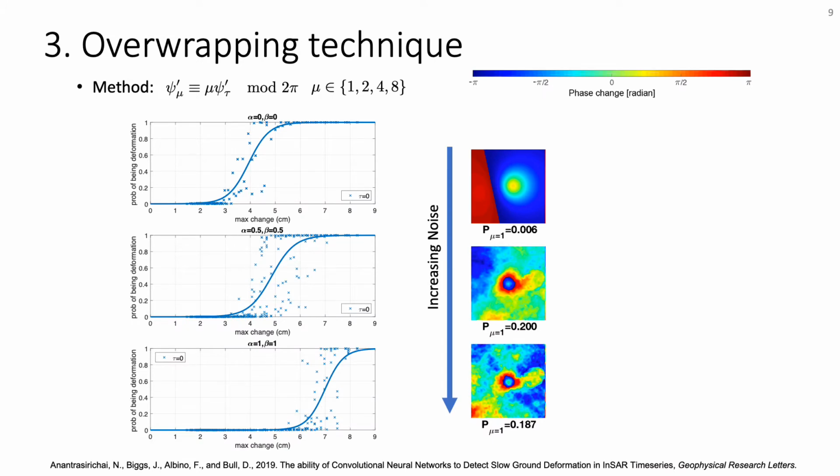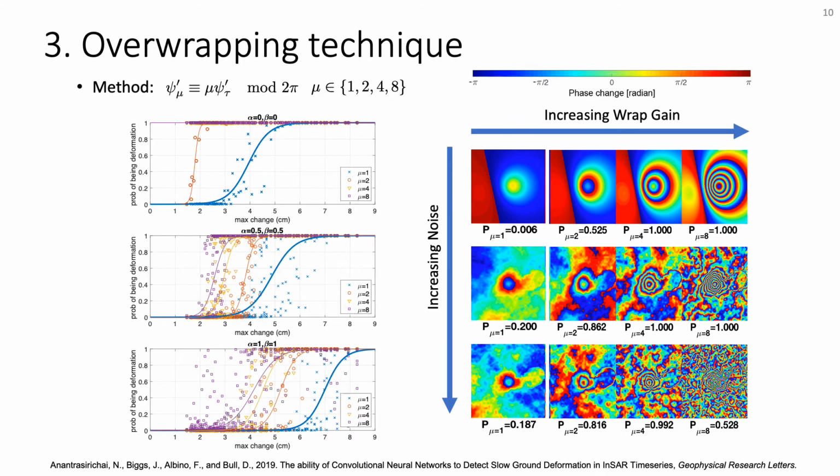And the last proposed technique is overlapping. The signal on this equation represents phase, and then we multiply this phase with some gains and rewrap it. The figure and the plot show how CNN can detect the original signal with different levels of noise. And then when some gains are applied, the signal has more fringes and CNN can detect at lower velocity.